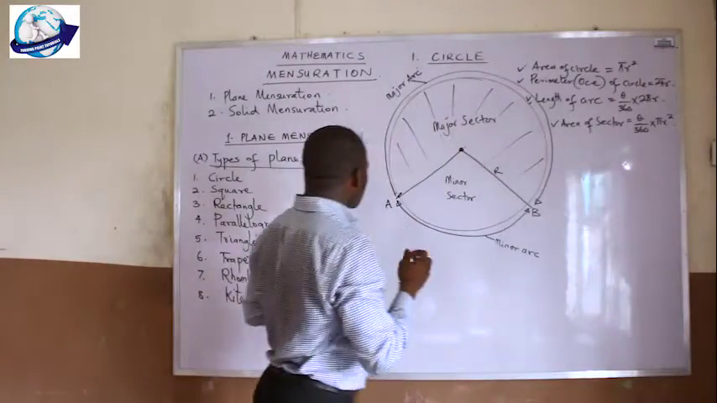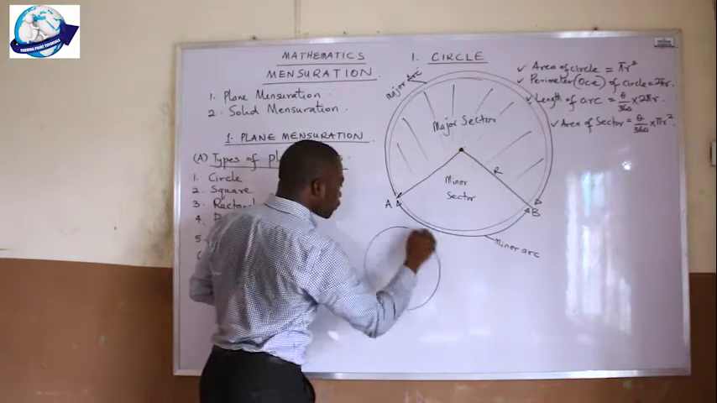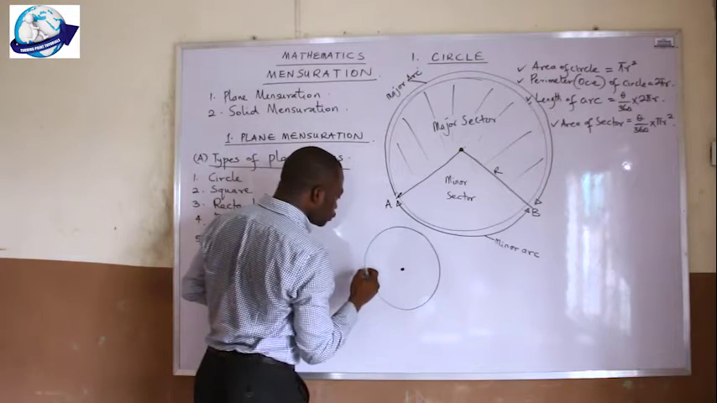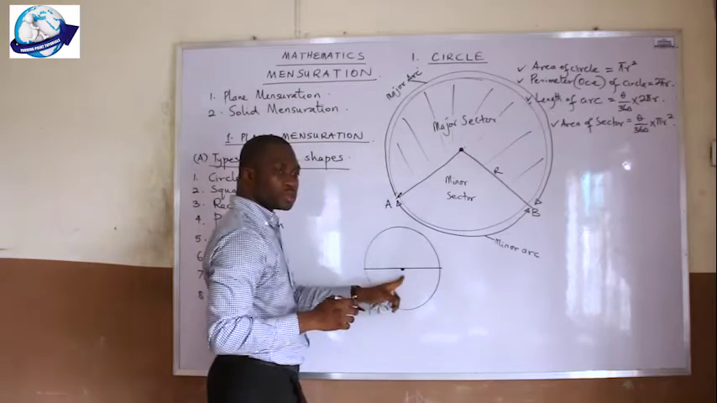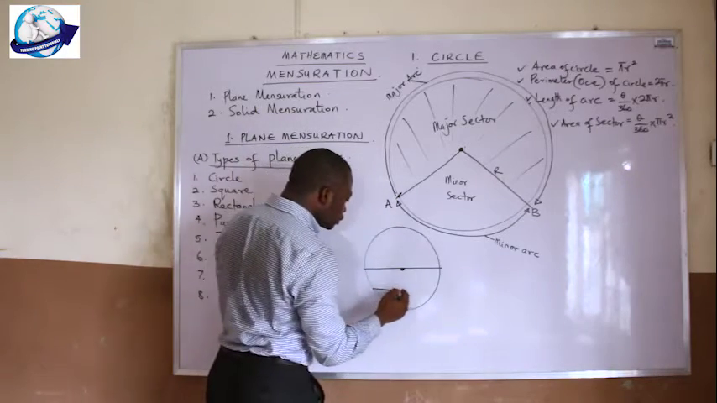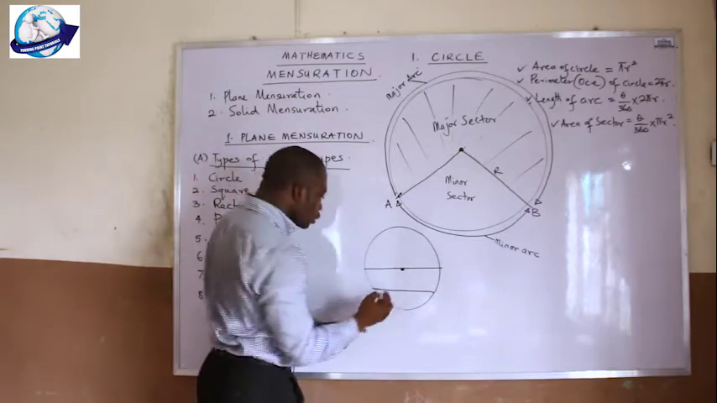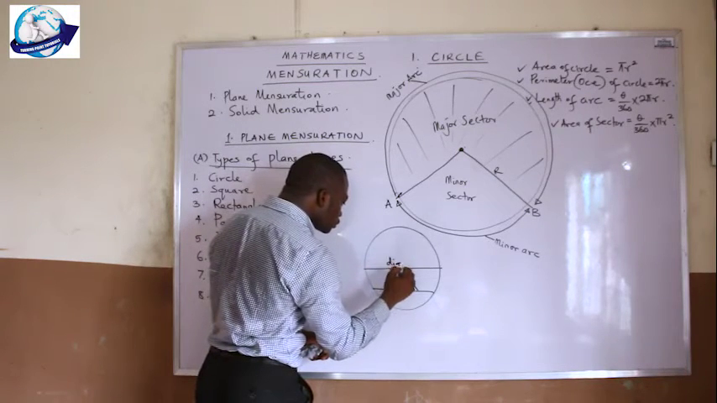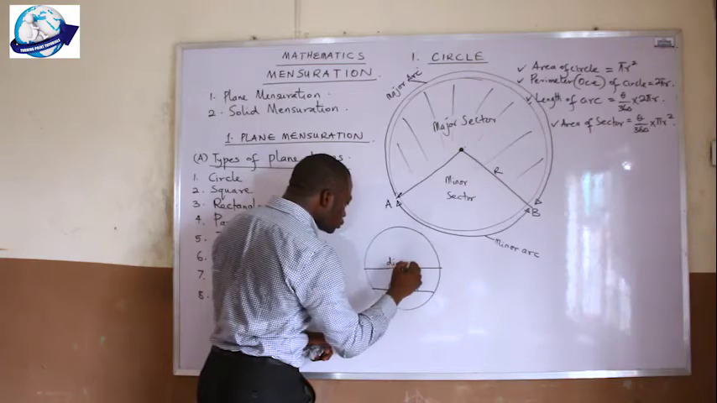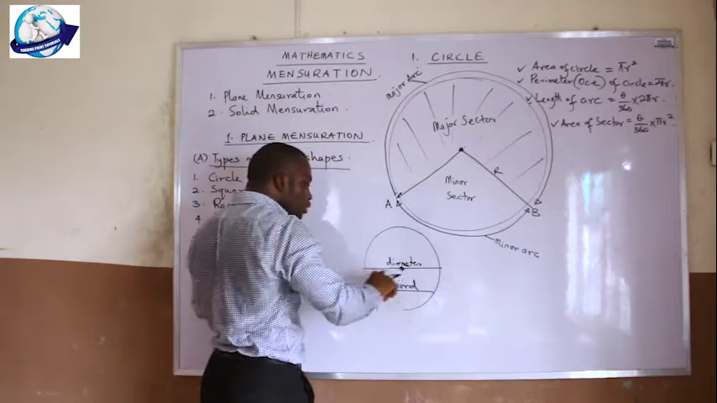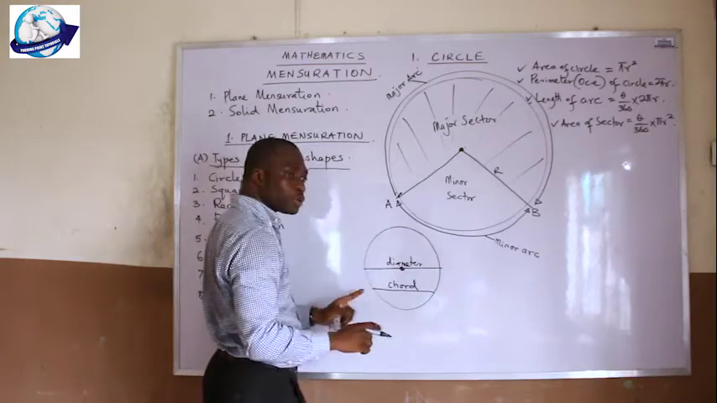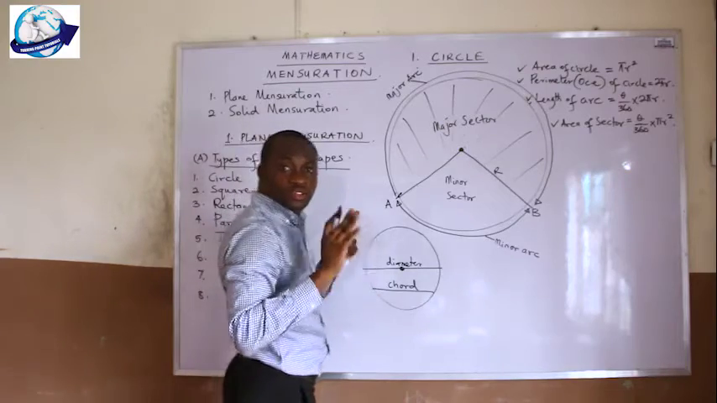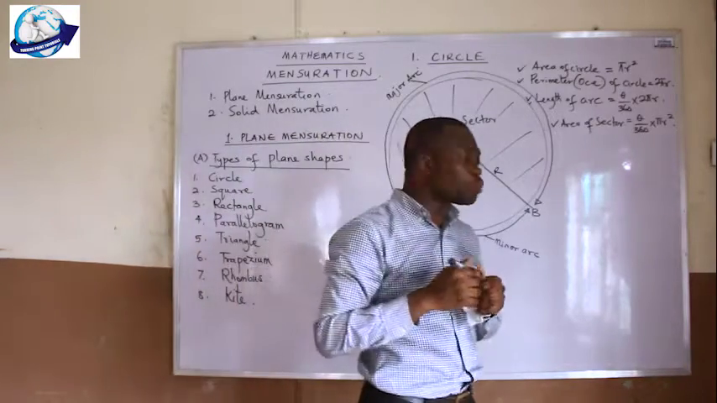So if I draw a circle, and this is the center of the circle, and I pass through the center, this is a diameter. But if I go like this, this becomes a chord. So this is a chord, this is a diameter. It's a diameter because it's passing through the center. It is a chord because it's not passing through the center. That is one good point you should take note.